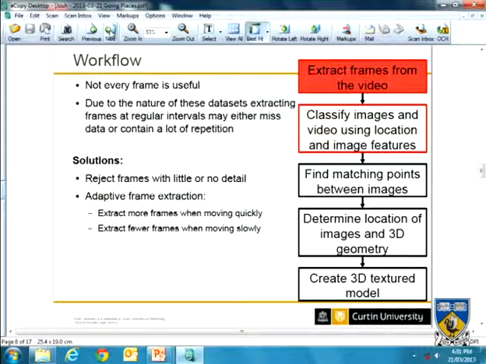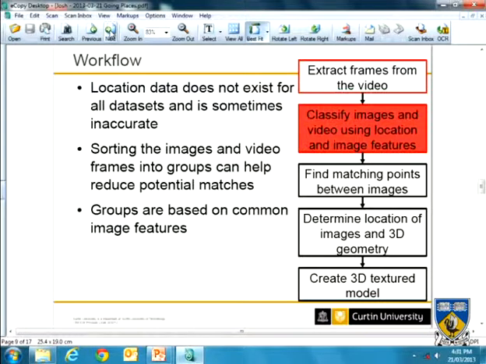So as they're moving quickly, you want to extract more frames so you get everything that you can. As you're moving slowly, you want to do the opposite, take fewer frames, so you can minimise the amount of data that you actually have to process. After we have all of that data, we classify it and try and sort it into some sort of structure that we can then analyse in a quicker time than normal.